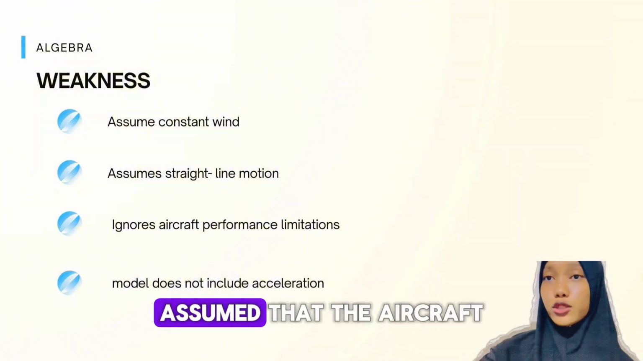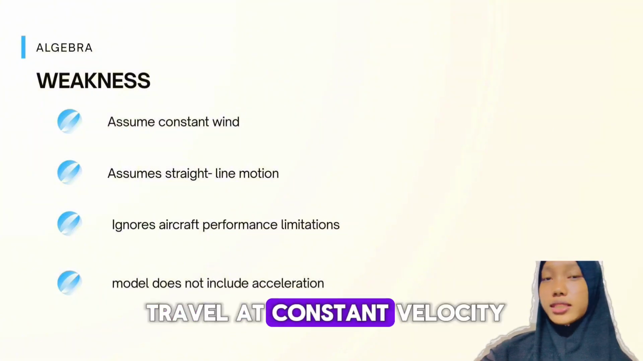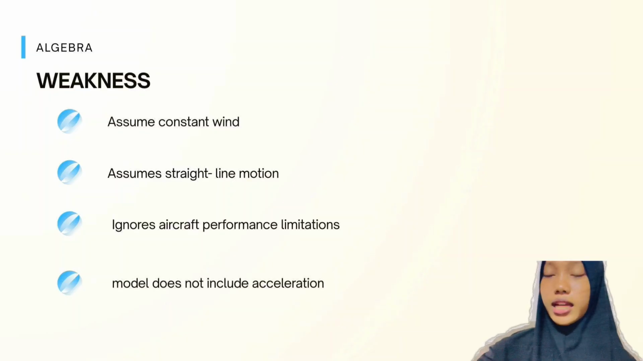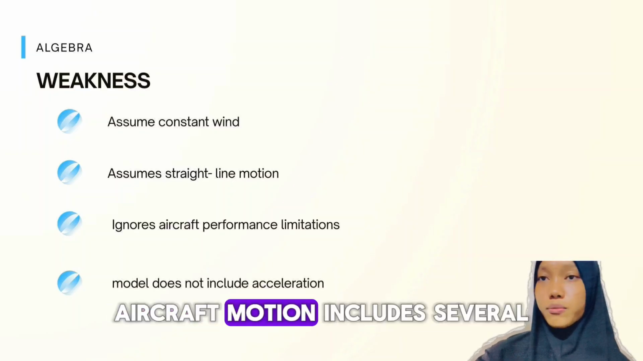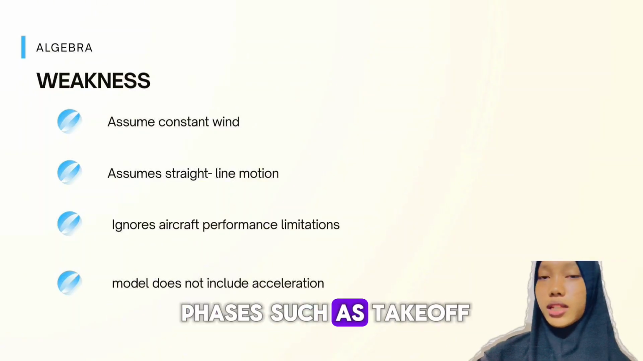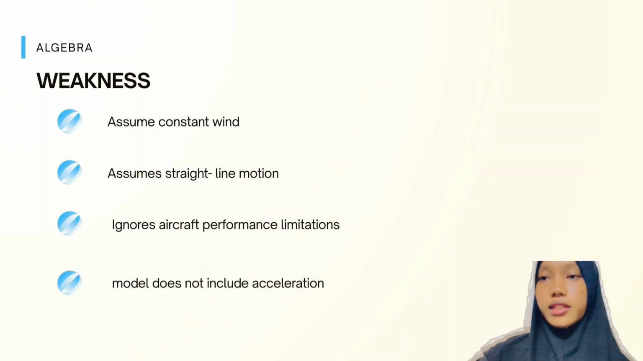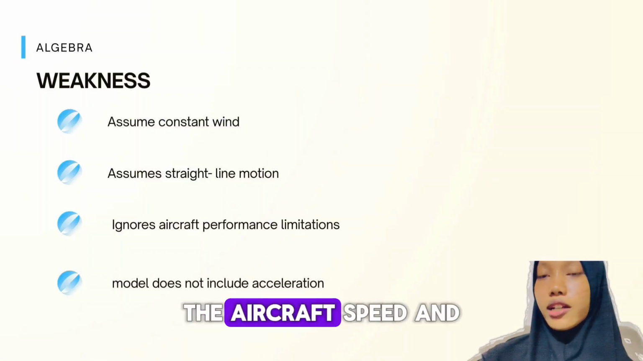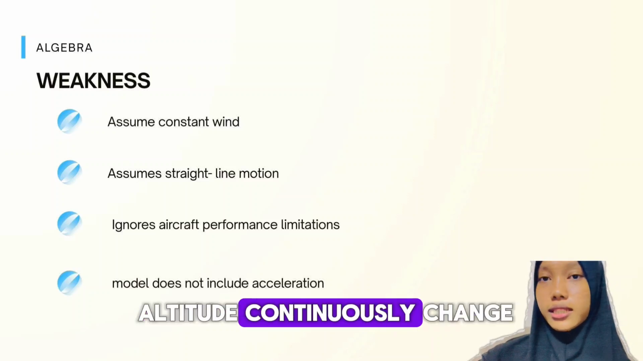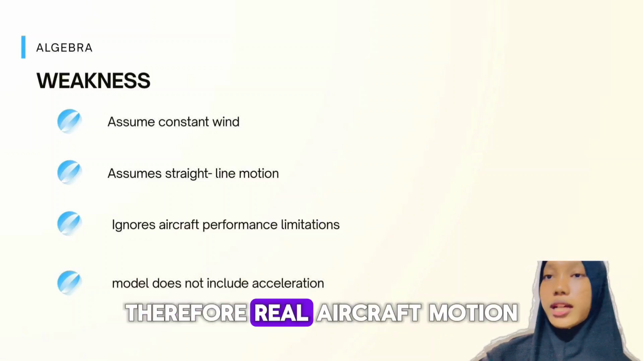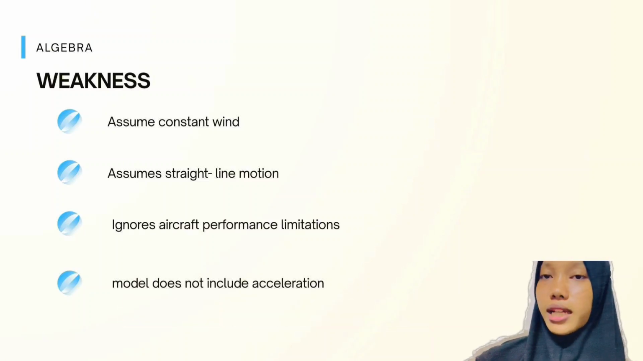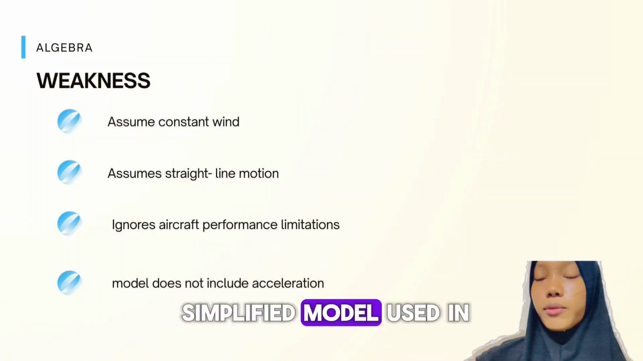Finally, the model assumes that the aircraft travels at constant velocity throughout the journey. In real flight, aircraft motion includes several phases such as takeoff, climbing, cruising, and descending. During these phases, the aircraft speed and altitude continuously change. Therefore, real aircraft motion is more complex and dynamic than the simplified model used in this study. So now we are going to discuss improvement in our future learning.